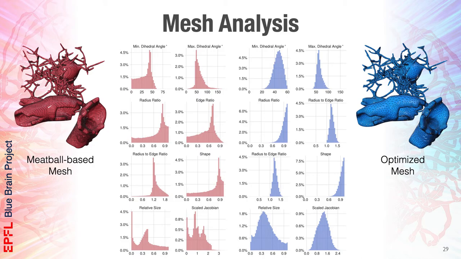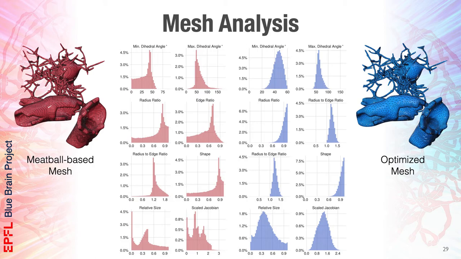Then we perform mesh analysis to generate the qualitative results of both meshes, to show a comparison between the profiles of the meshes generated from the Metaball algorithm directly and the ones that are generated from the optimizer, to see that the optimized ones have very nice distributions for the dihedral angles and the radius ratio and radius to edge ratio, etc.